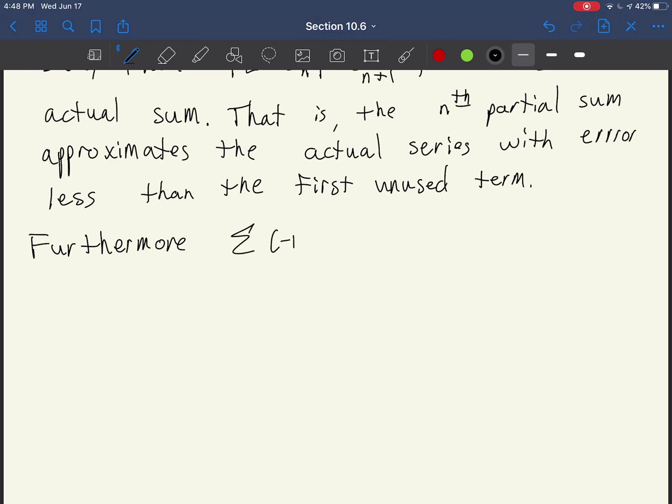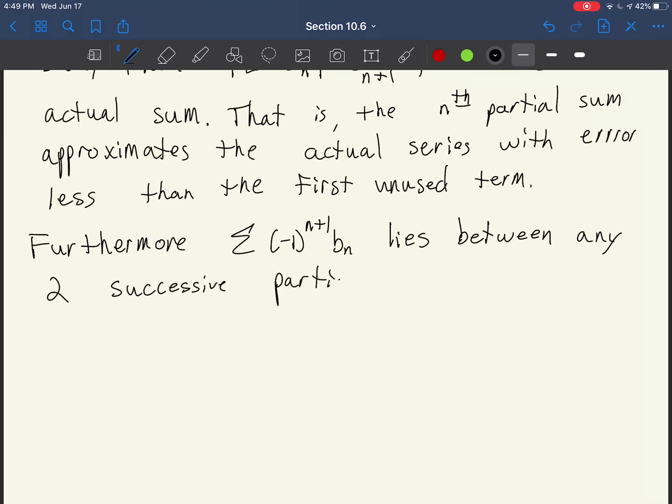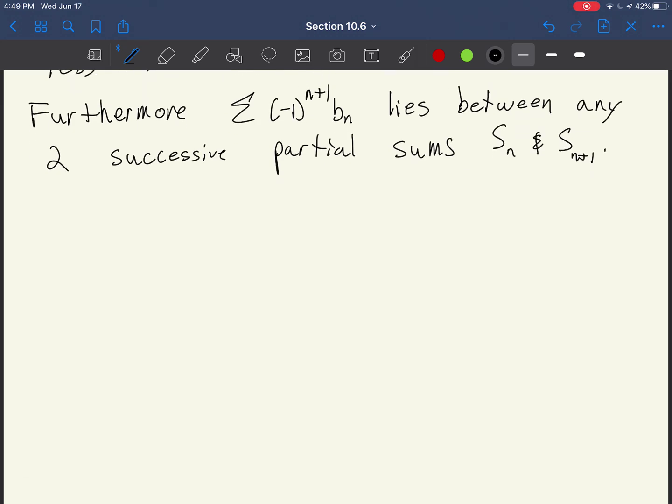Furthermore, we can say a little bit more than this. We have the summation of -1 to the n plus 1 bn, so the actual series will always lie between any two successive partial sums. Label those sums Sn and Sn plus 1. So let's see this in action. Let's see what we mean by all of this.